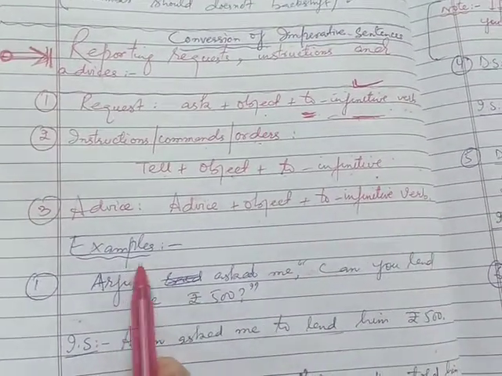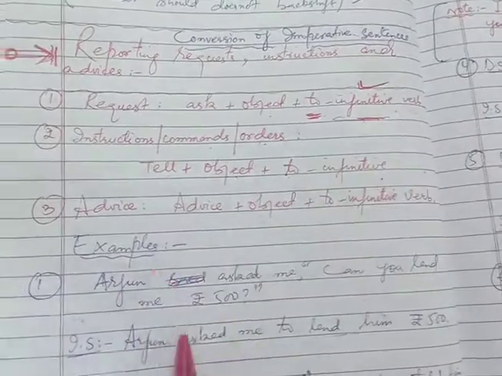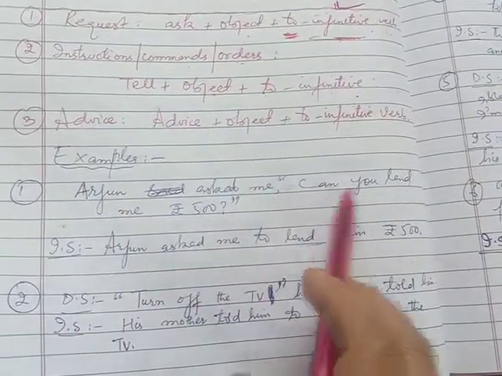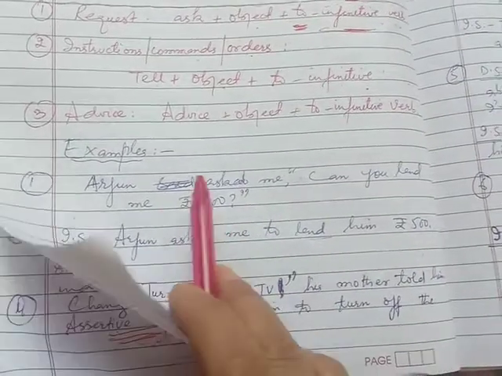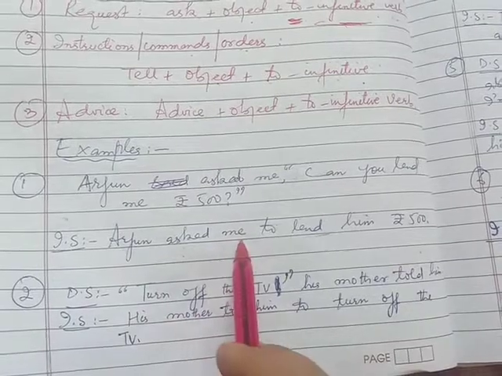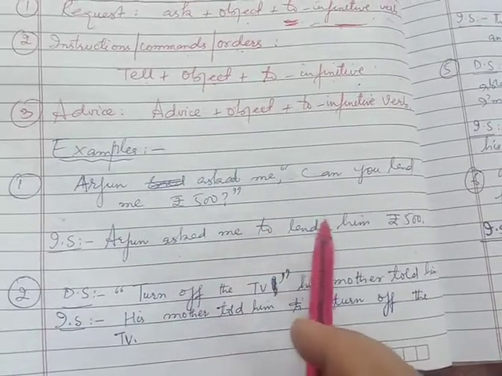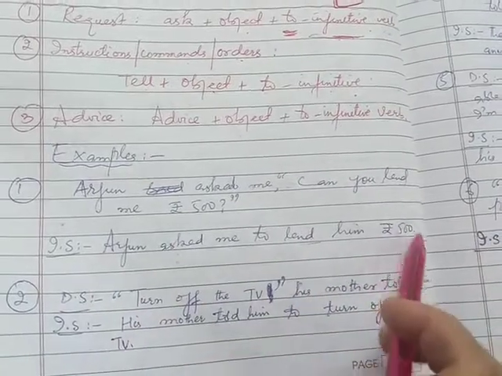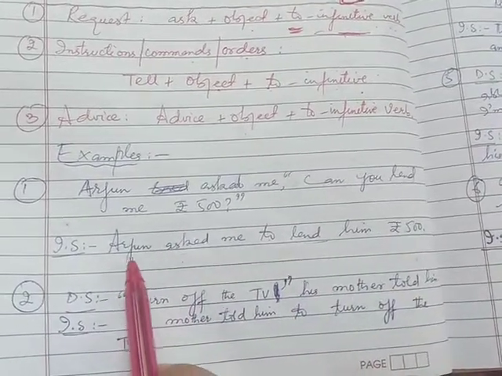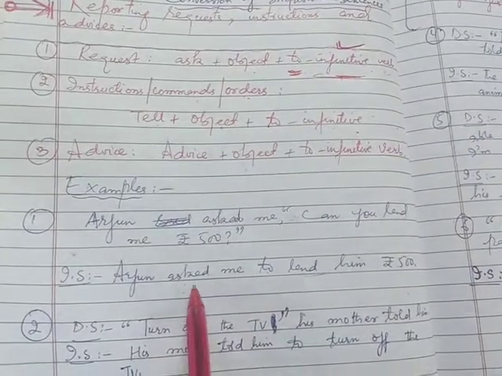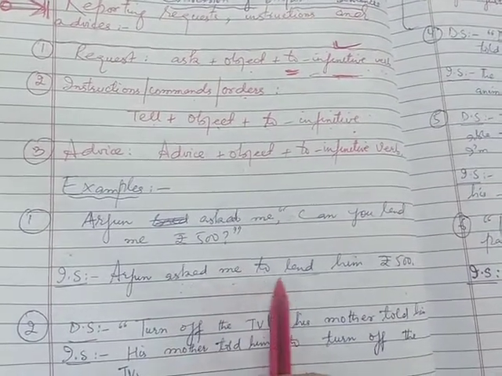Okay, I will make all this clear with these examples. Look here, my dear students. Arjun asked me, can you lend me rupees 500? When we convert it into indirect speech, we will write it like this: Arjun asked me to lend him rupees 500. Now look at the sequence of the sentence: Arjun plus asked plus object plus to infinitive.